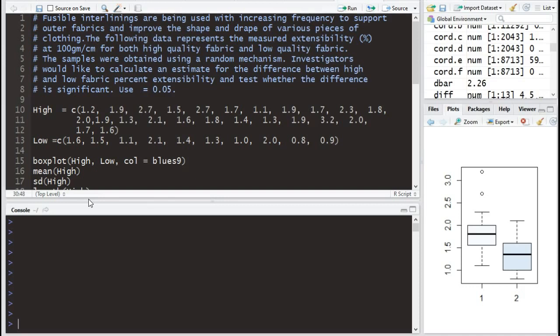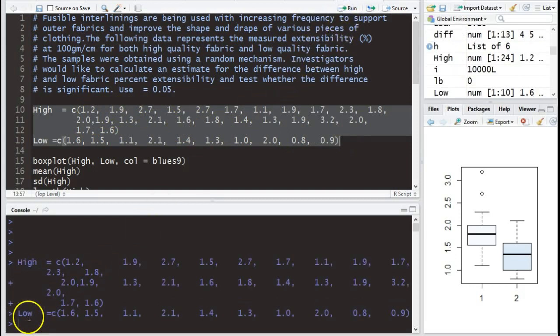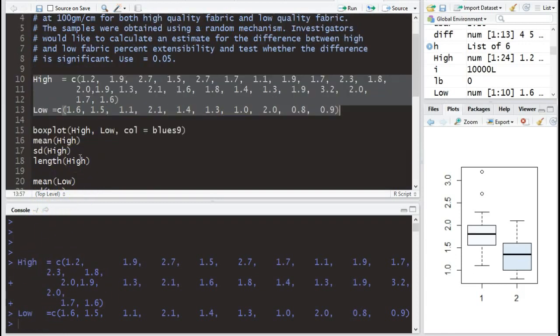So the first thing that we should do if we're doing this problem is enter our data into our software R. And we could do this by hand, but calculating means and standard deviations and things like that will be much easier using software when the data sets are even bigger than 5 data points. So the first variable is high. This is the high quality fabric, and we have the low quality fabric. I'm going to highlight these two sections and run this so I can define high and low quality fabric. You can see down here in my console window, it shows up.